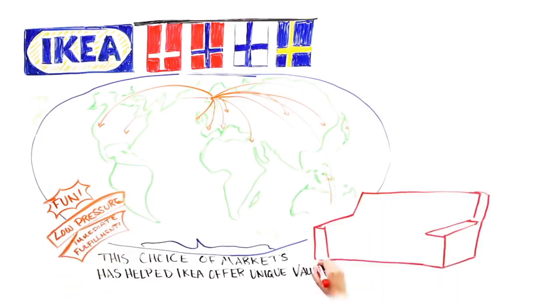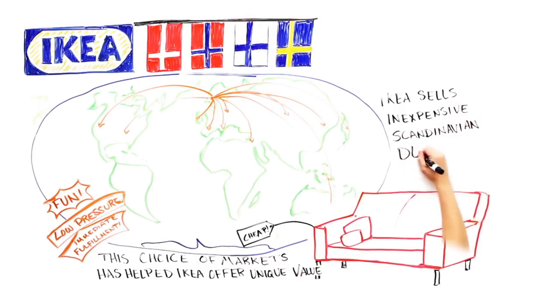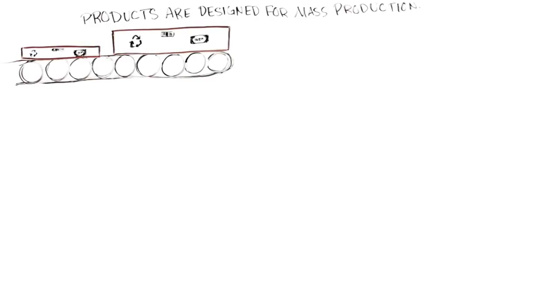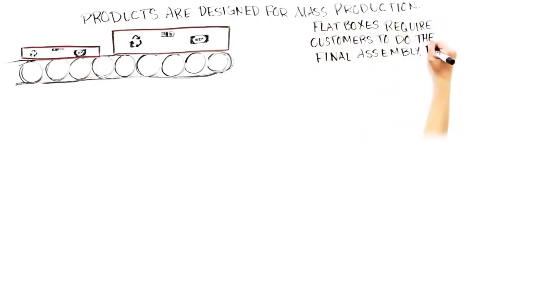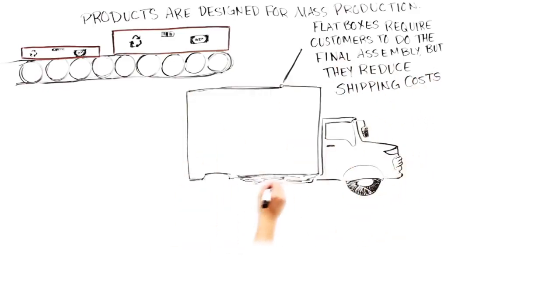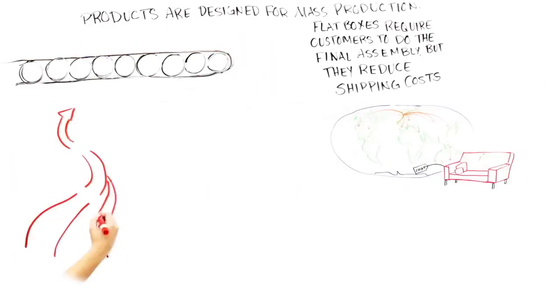IKEA is able to sell inexpensive, stylish furniture because they've developed excellent design capabilities for inexpensive Scandinavian design. But perhaps even more important is the fact that products are designed to be manufactured by suppliers using mass production techniques and then shipped in flat boxes. The flat boxes require that final assembly is done by the final customer, but this dramatically drops shipping costs. Because shipping costs are so low, IKEA's suppliers can manufacture furniture in high volumes and ship it around the globe.